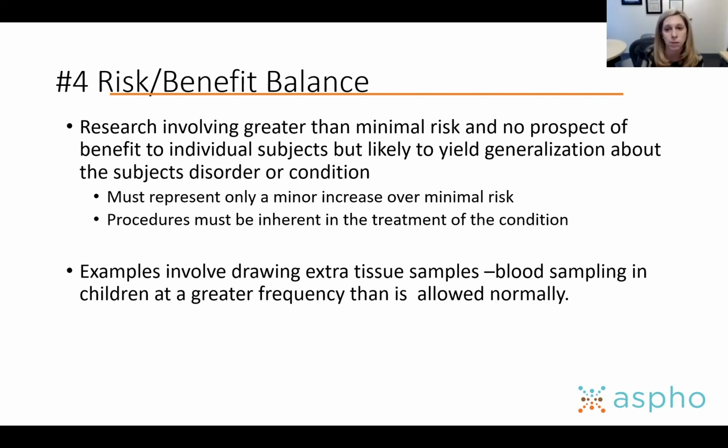Research involving greater than minimal risk with no prospect of benefit to individual subjects, but which is likely to yield generalizable knowledge about the subject's disorder or condition, can move forward, but really needs to only represent a minor increase over minimal risk. There's a lot of attention paid to just how much risk such subjects would incur, and to try to keep that to a minor increase over minimal risk. Examples would include drawing extra tissue samples, extra blood or bone marrow, for example, than what would be allowed under standard practice. So it's increased over minimal risk, but only minimally so.